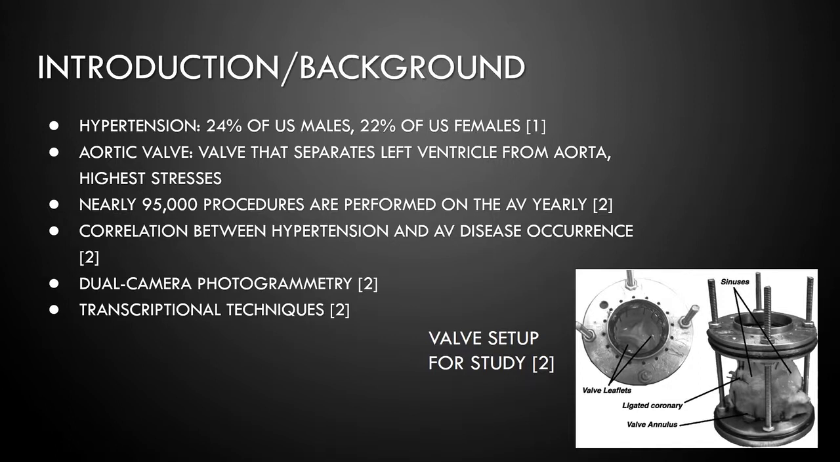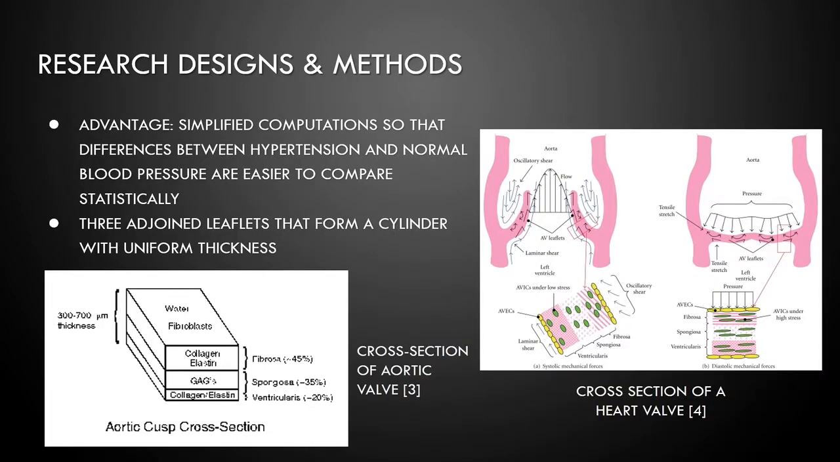Some other techniques used to model the biomechanics of the heart are dual photogrammetry, where black dots are placed on the aortic valve and the strain is measured by their movement, and transcriptional techniques using RNA expression. We wanted to create a mathematical model of the heart valve in order to compare the stresses and strains within the heart valve between hypertension and normal blood pressure.